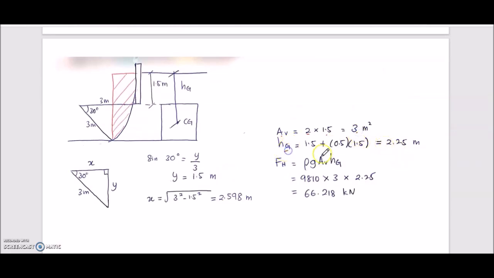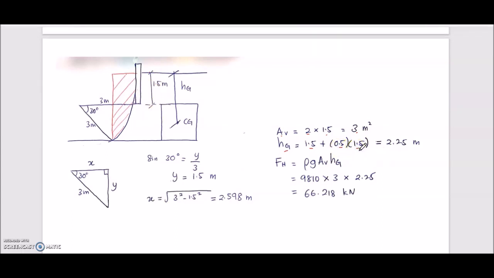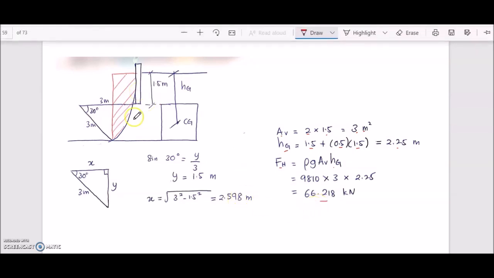So therefore, to calculate the height of the center of gravity, we have 1.5 meter from the surface of the water to the top of the gate, plus half of the depth. So we have the depth of 1.5 meter, so we get 2.25 meter. And then we calculate the horizontal force. So we have rho g A hg, and then you can get the 66.218 kilonewton.